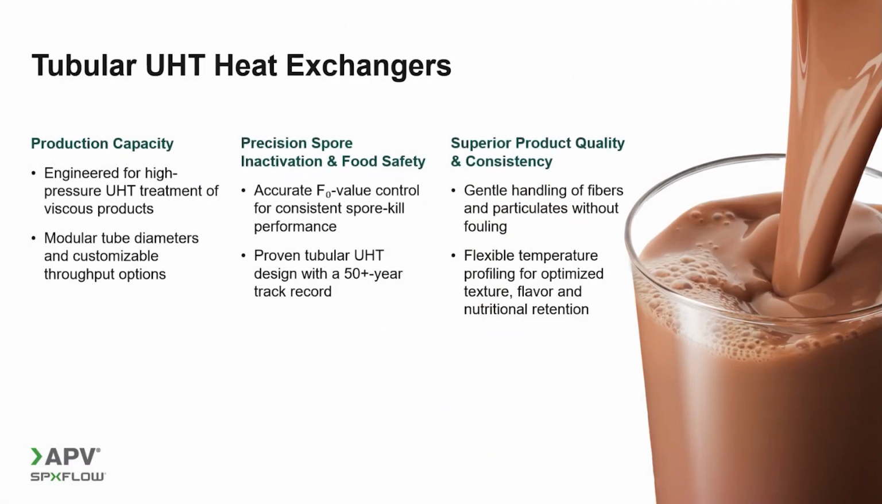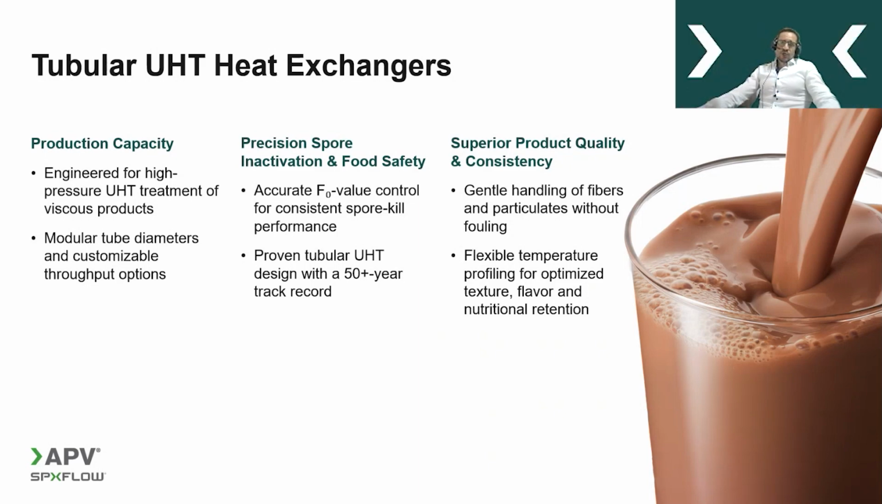In this slide, we can highlight three core strengths in our UHT tubular systems. We start with the production capacity. So it is built to handle high-pressure UHT applications that could be for viscous products. We can do that with our modular tubes, or we can really customize with new tubular solutions.